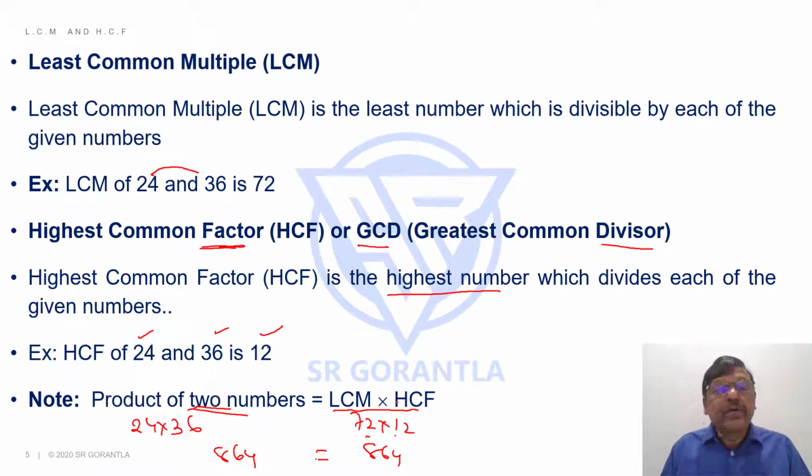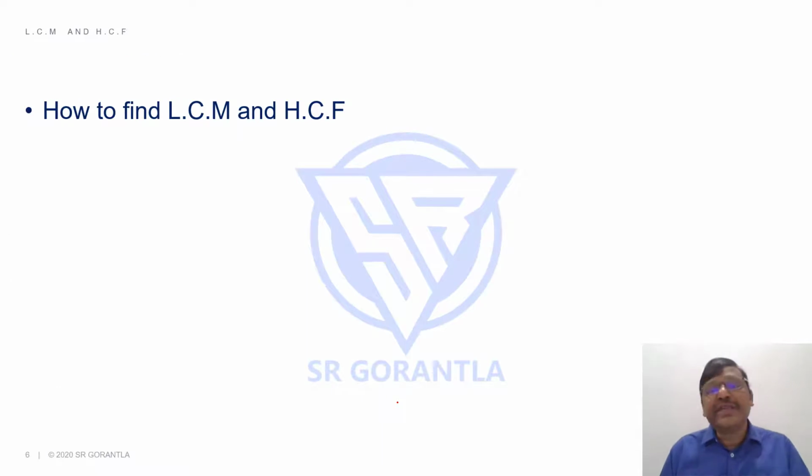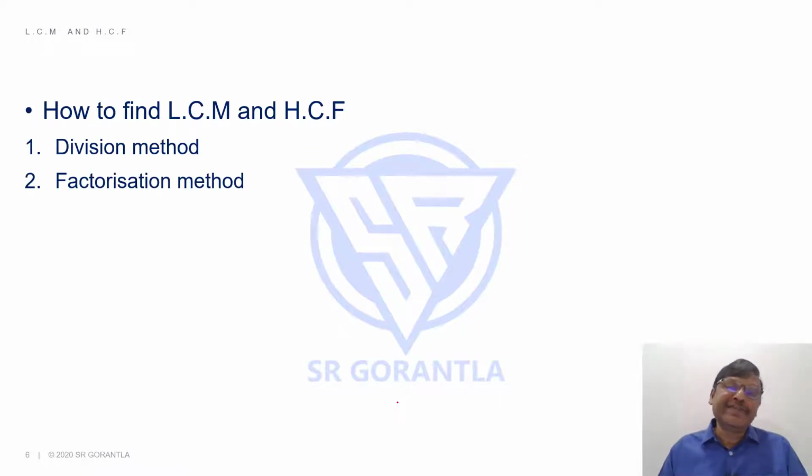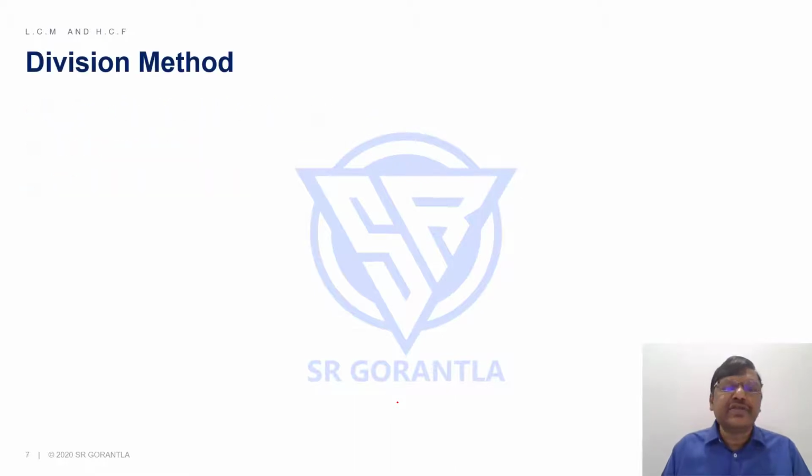Right, students. Now the question here is how to find LCM and HCF. See, you cannot afford to write, like I said in the introduction, all multiples of 24, all multiples of 36, and then try to see what are the common ones. That will be a tedious job. And sometimes if the numbers are big, you cannot afford to write their multiples. So then how do we take this up? There are two broad approaches, students. One is called division method, another is called factorization method. I'll explain using the earlier example. So let's start with the division method, students.